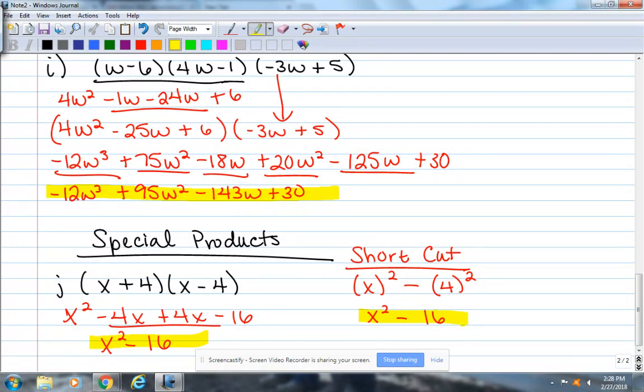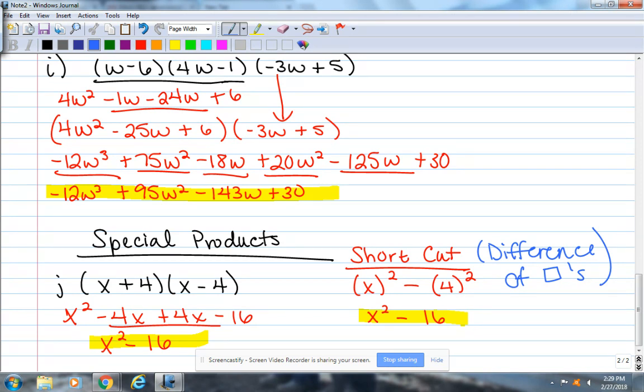So if I forget the shortcut and I do it this way, is it wrong? No, it's not. So if you're not sure about the shortcut, FOIL always works. But if you recognize you have a difference of squares, you can use this shortcut. Only for difference of squares. So parentheses, difference of squares. It only works for difference of squares.